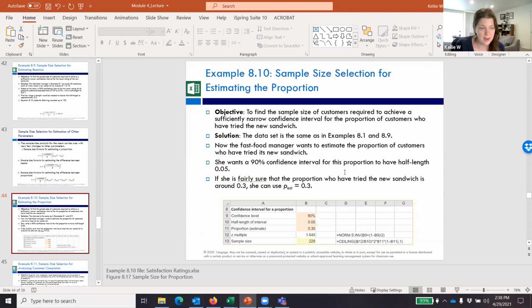So let's say we want to find the sample size of customers required to achieve a sufficiently narrow confidence interval for the proportion of customers who have tried the new sandwich. So same data set, but now we want to estimate the proportion of customers who have tried it, and she wants a 90% confidence interval with a half length of 0.05. So if she's fairly sure that the proportion of customers who have tried it is 30%, she can use that as her estimate.